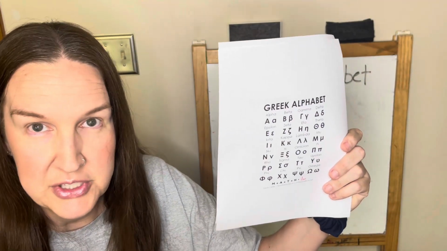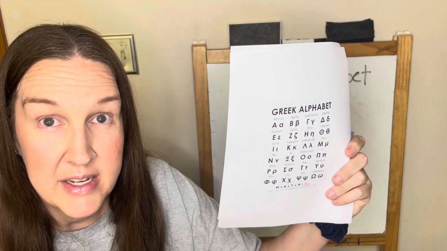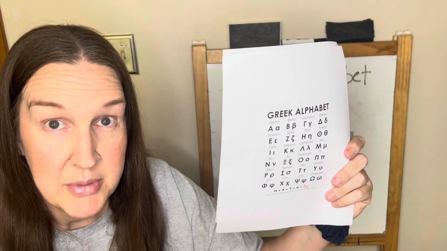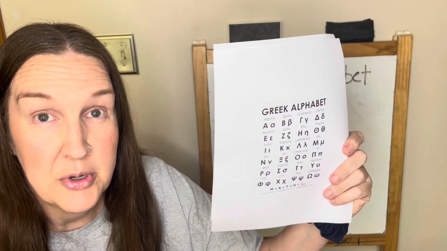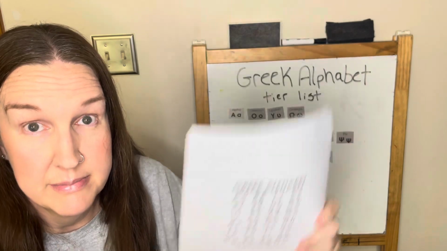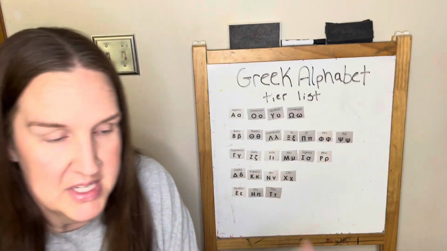Okay, so we're just going to go through it slow. Alpha, beta, gamma, delta, epsilon, zeta, eta, theta, iota, kappa, lambda, mu, nu, xi, omicron, pi, rho, sigma, tau, upsilon, phi, chi, psi, omega. Okay, that was it.